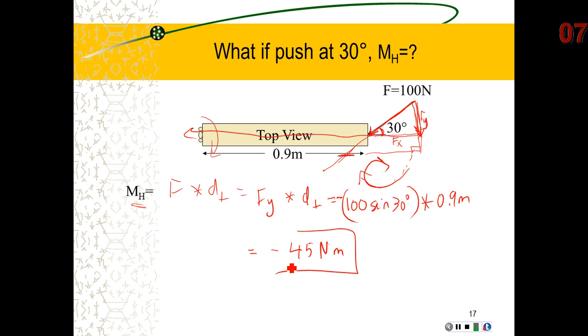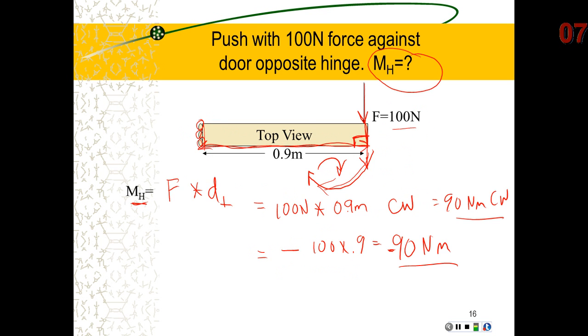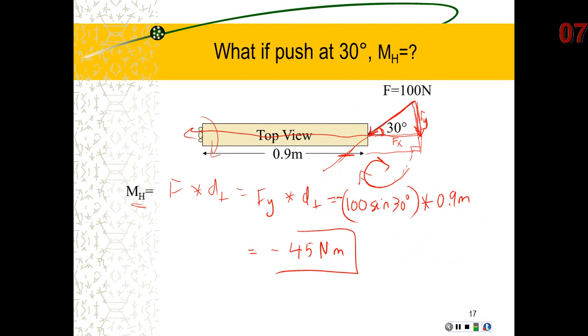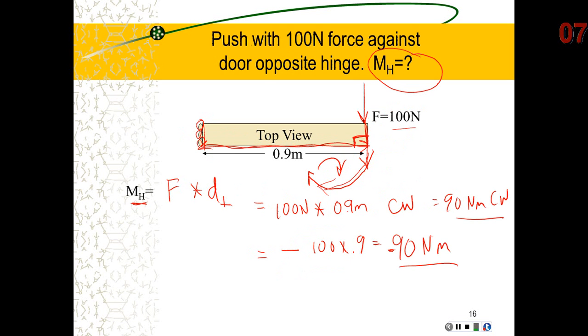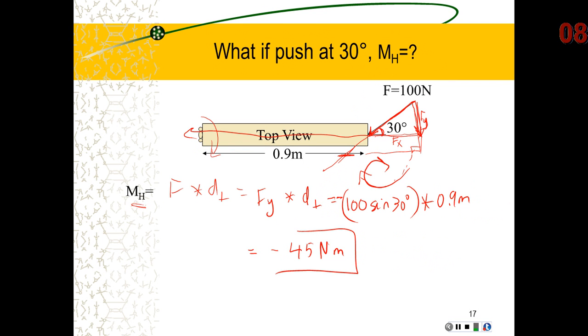Okay, so this solves that problem, but I do want you to note that in the previous problem where the person applied a 100 Newton force directly perpendicular to the edge of the door, they generated a 90 Newton meter moment, versus this one where a person is working at an angle generated a 45 Newton meter moment. You can see that working at a perpendicular is more work efficient. So they're more efficient. They can generate a higher moment than working at an angle.